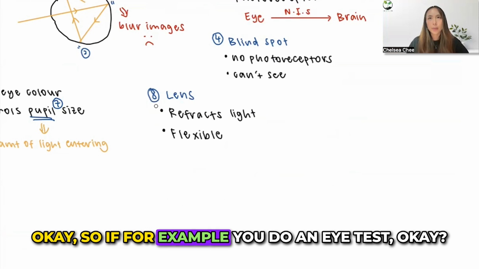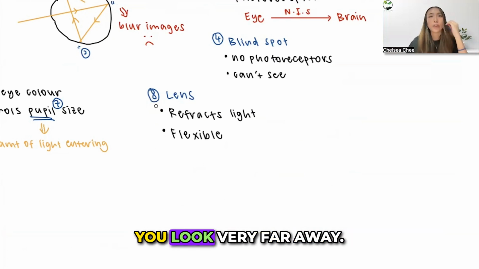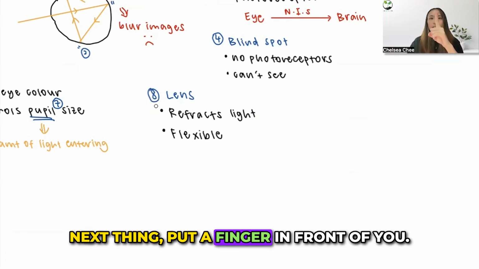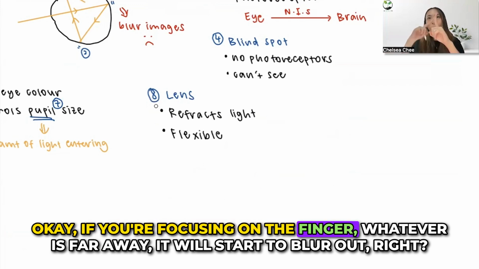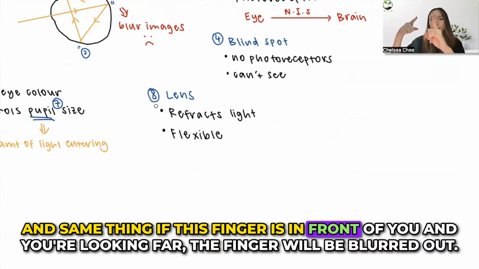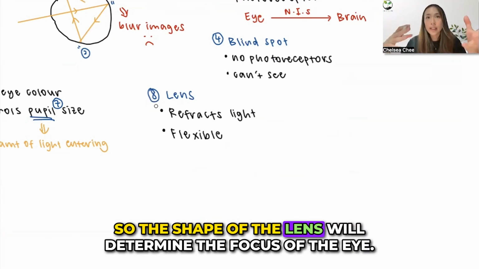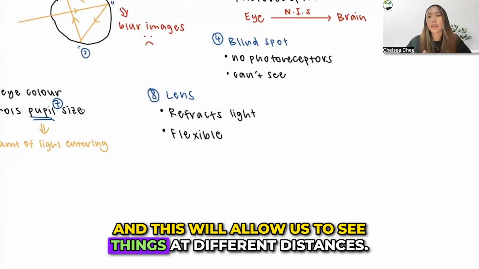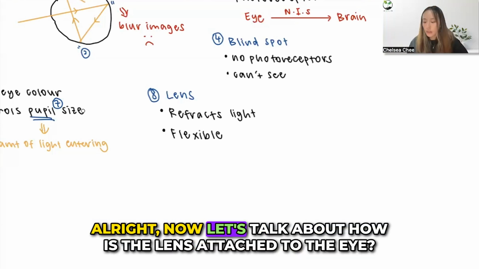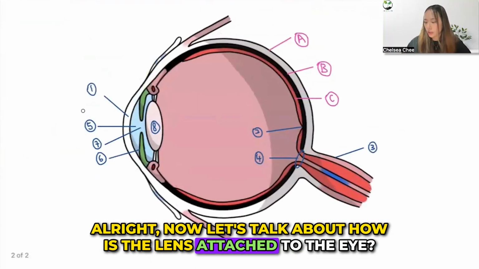Okay, so if, for example, you do an eye test, you look very far away. Next thing, put a finger in front of you. If you're focusing on the finger, whatever is far away will start to blur out, right? And same thing, if this finger is in front of you and you're looking far, the finger will be blurred out. So the eyes can't focus on things at different distances at the same time. The shape of the lens will determine the focus of the eye, and this will allow us to see things at different distances.